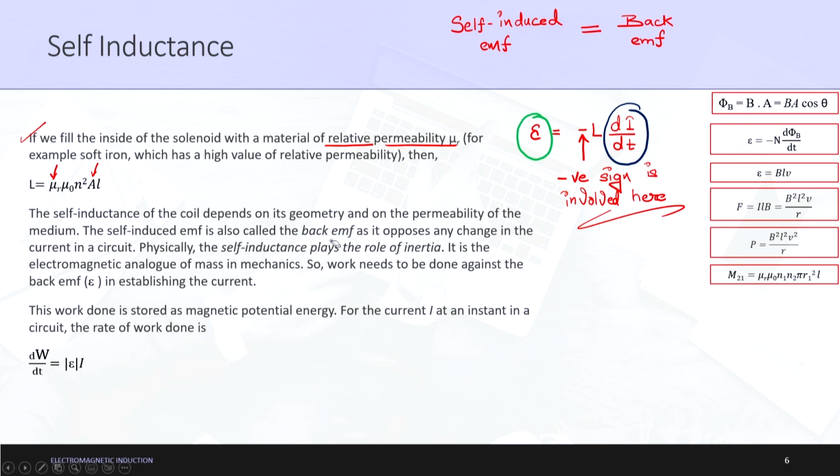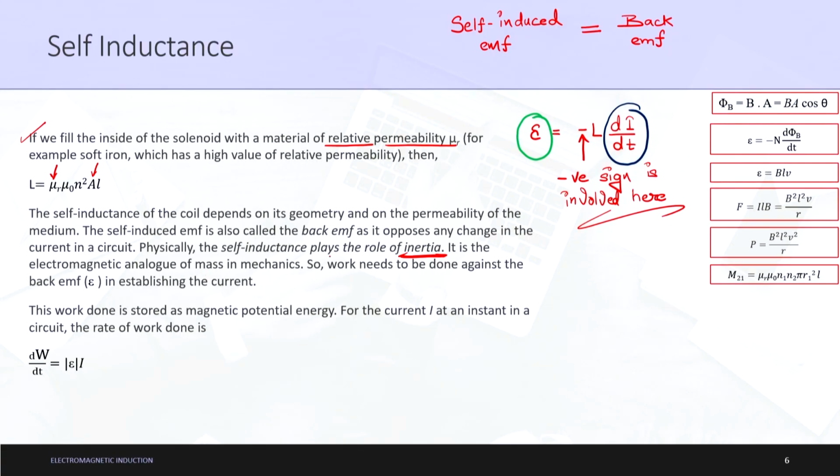Physically, the self inductance plays the role of inertia. If you remember, inertia is nothing but a resistance. You can understand this concept by resistance. Inertia is the back force: if you are trying to move forward, then inertia tries to oppose that motion. So, physically the self inductance plays the role of inertia. It is the electromagnetic analog of mass in mechanics.